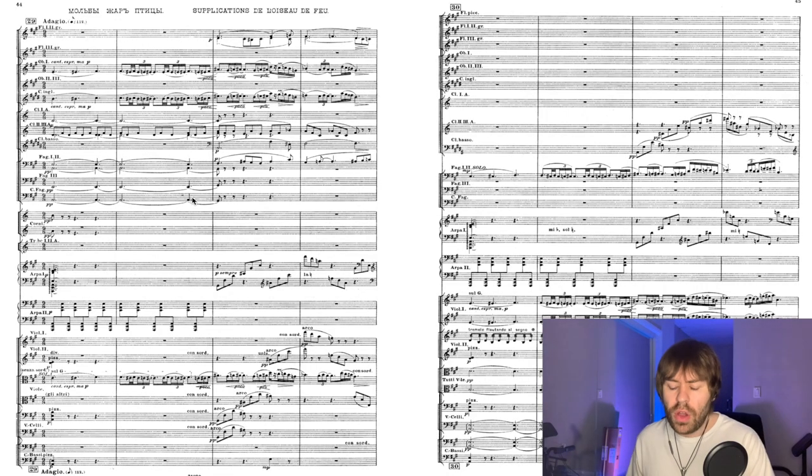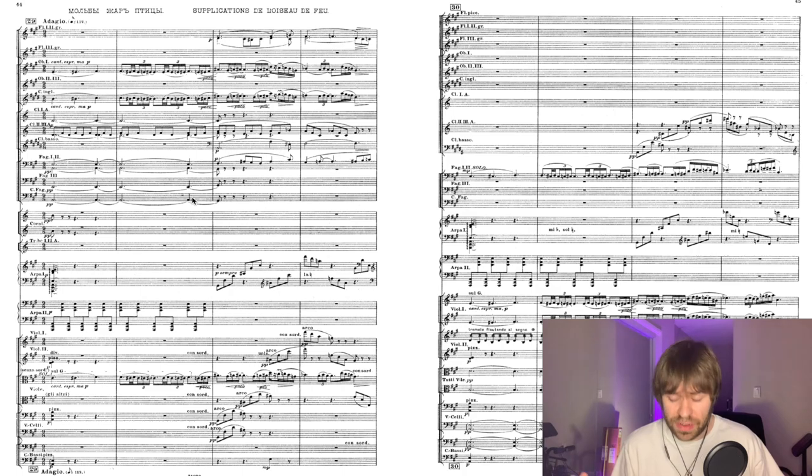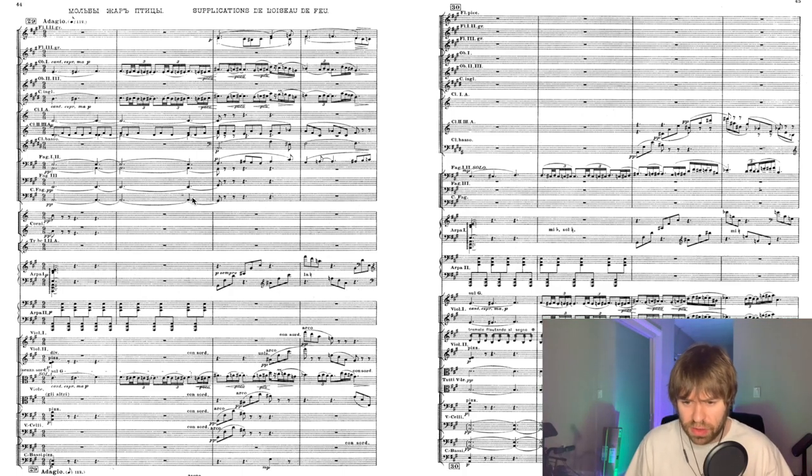Perfect. Okay, so the next piece in the suite, Ivan Tsarevich and the Firebird, right? What's super interesting about this piece right off the bat, we have this beautiful chromatic melody right off the bat.